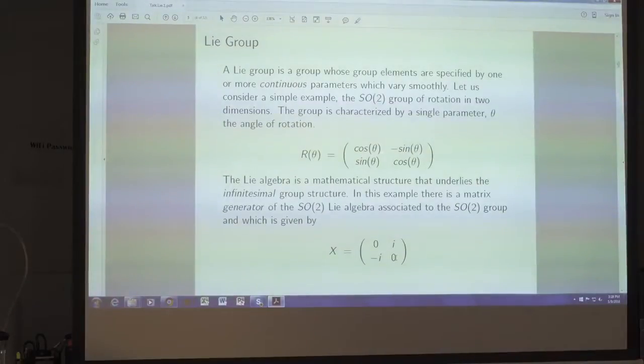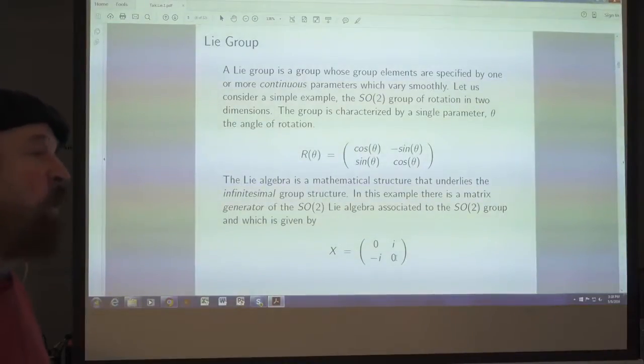Notice that when you take the determinant of this matrix, you're going to have cosine squared plus sine squared equals 1. So the determinant of this matrix is equal to 1. This is what you call the special rotation group in 2 dimensions, because the determinant of the matrix is 1. And this is what people label SO(n). Special means the determinant equals 1.